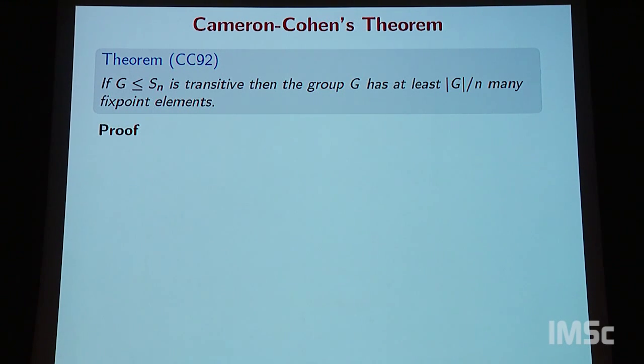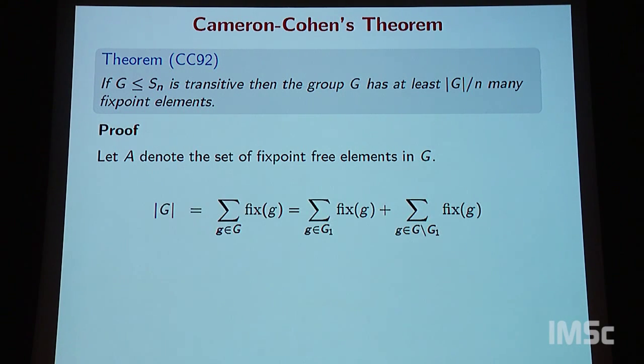Luckily, there is a theorem which strengthens Jordan's theorem in a very easy way. It says that there are many fixed point free elements in a transitive subgroup of Sn. At least a 1 by n fraction of the elements of G are fixed point free. And the proof is very easy again. I'll do it in 2 lines. So let's say A is the set of fixed point free elements of the group G.